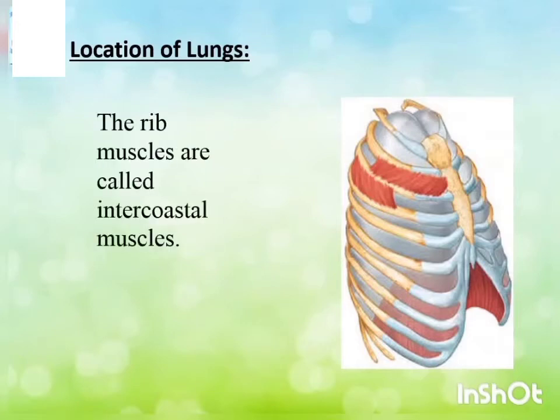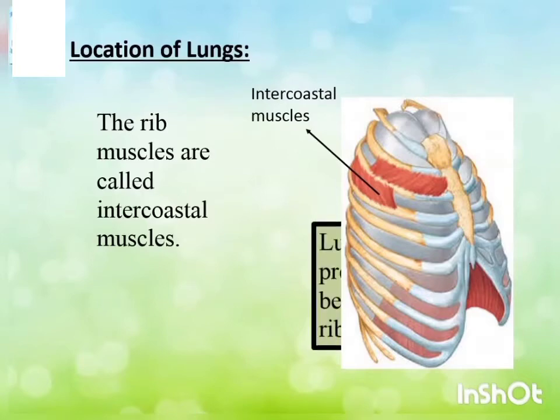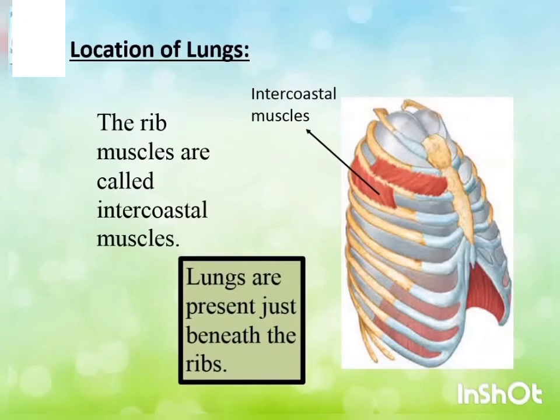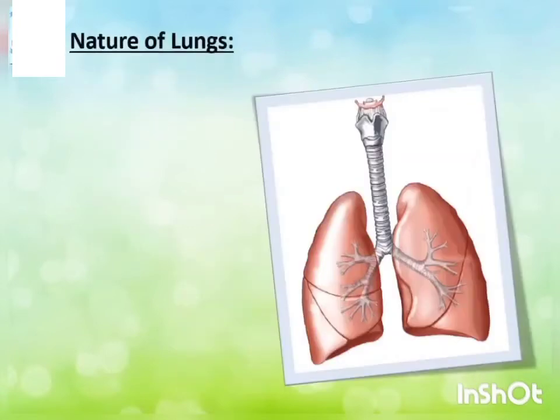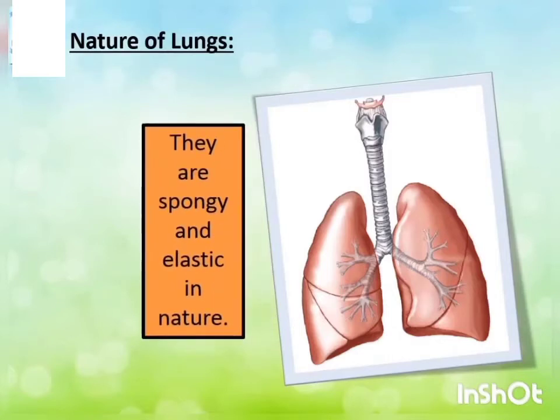The rib muscles are called the intercostal muscles. Look at the diagram. These are the intercostal muscles. Lungs are present just beneath the ribs. Nature of lungs: they are spongy and elastic in nature.